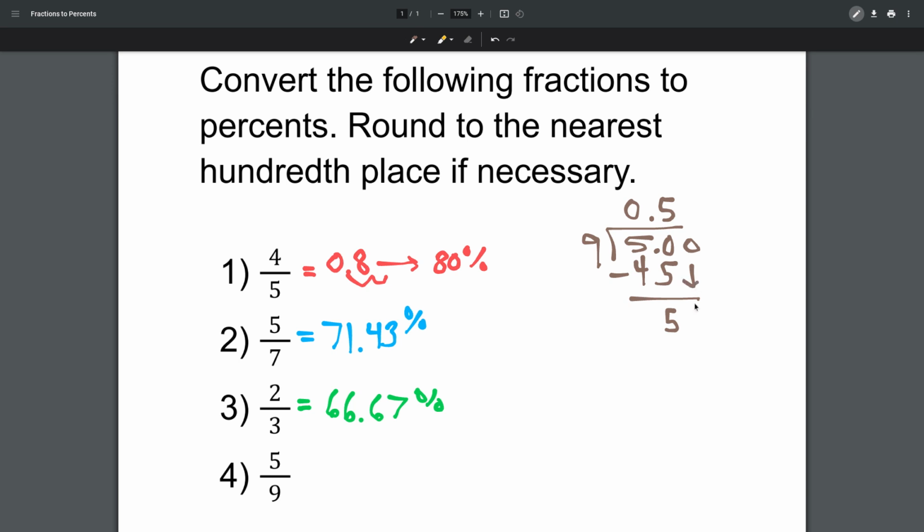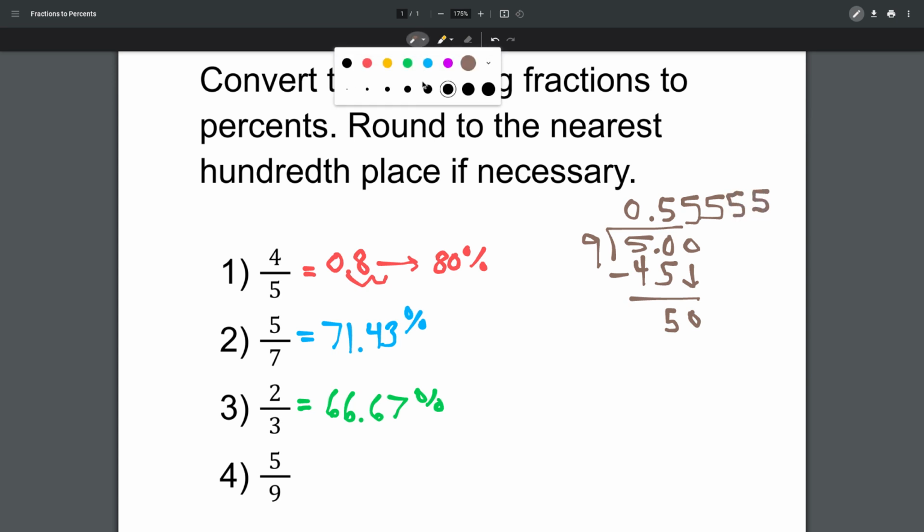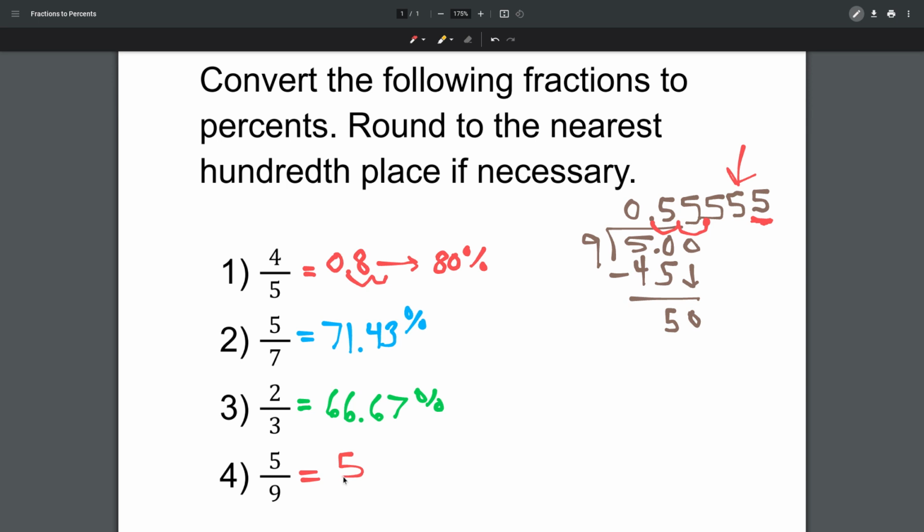And you see this is going to be repeating. All right, so we're going to go in this cycle. So it's going to be 0.5, 5, 5, 5, and so on. Okay, we're going to move this decimal place 2 places to the right when we change it to a percent. So we're going to have 55.55. Look to the thousandths place. If this is 5 or greater, we have to move this up to a 6. So as a percent to the nearest hundredth, this is going to be 55.56%.